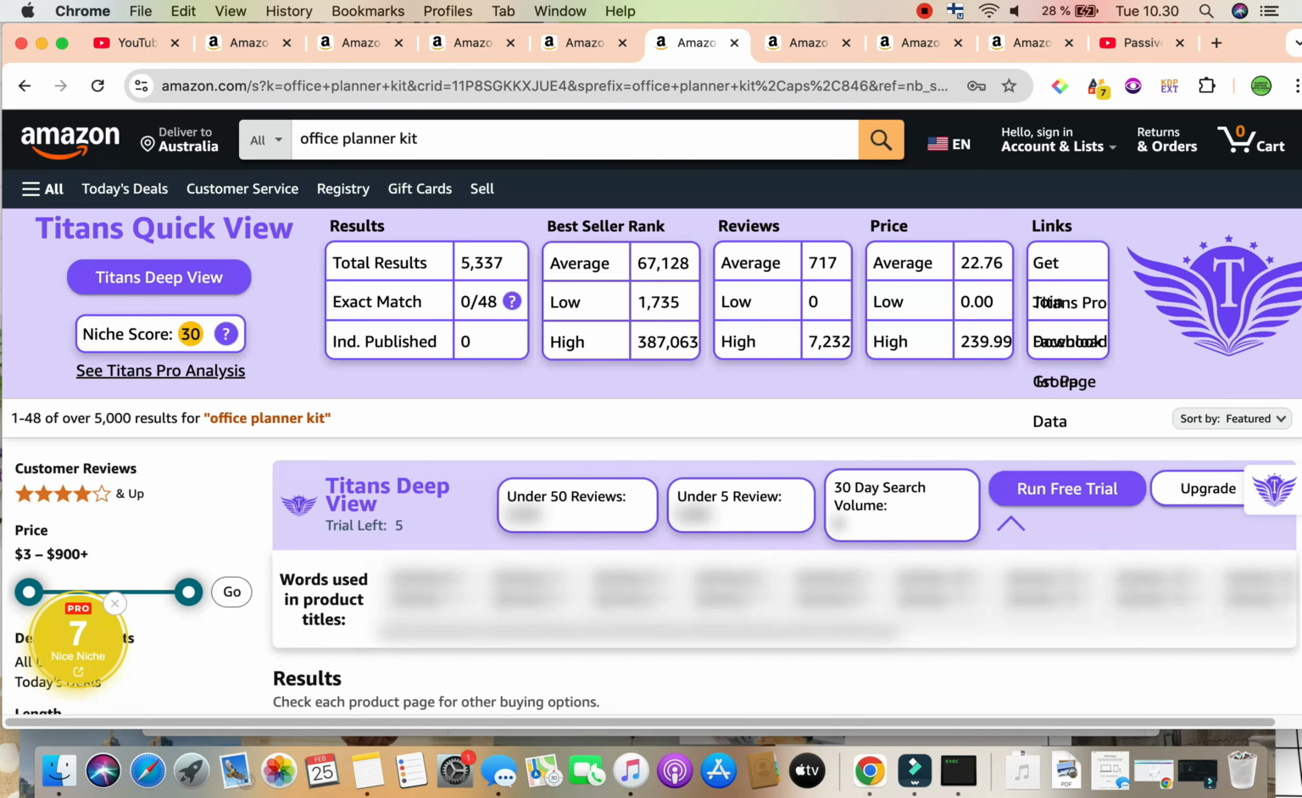Heading to keyword number 4, we have Office Planner Kit. Office Planner Kit has a keyword niche score of 7 by the Amazon Scout Pro Chrome extension, which beautifully matches the info and the data that we have here by Self-Publishing Titans. So I'm going to ignore the 30 given by Titans, the score, because it contradicts this data. Number 7 by Amazon Scout Pro matches the data I have right here.